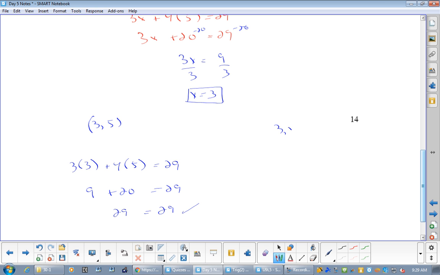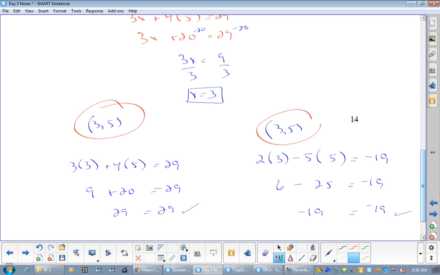Now I'm going to go 3, 5 for the second equation. It was 2 times x minus 5 times y. It's supposed to equal negative 19. 6 minus 25 equals negative 19. Negative 19 equals negative 19. Okay, so I've proven that 3, 5 is truly the solution. And if you want, try this one doing substitution.